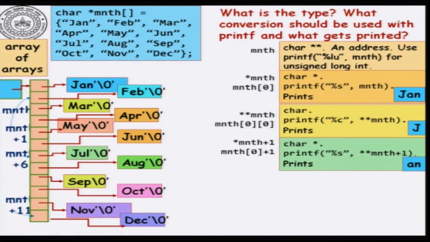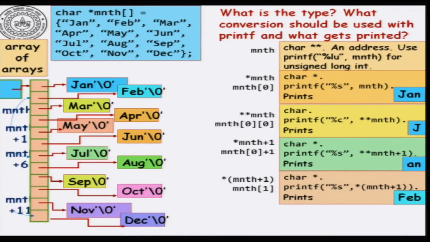And you can try out a few other things. You can say *(month + 1). So, one way you can do it is you translate it to subscript notation and try to see what it will print. Okay. And I would encourage you to try out these examples in order to get the translation between arrays and pointers correct.